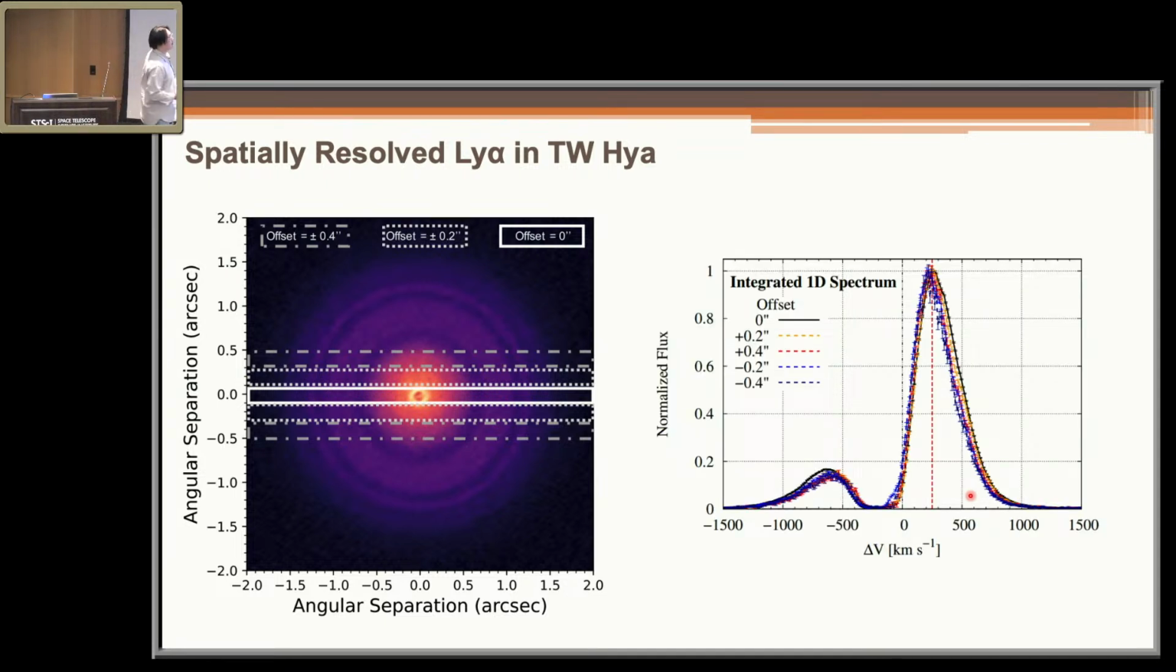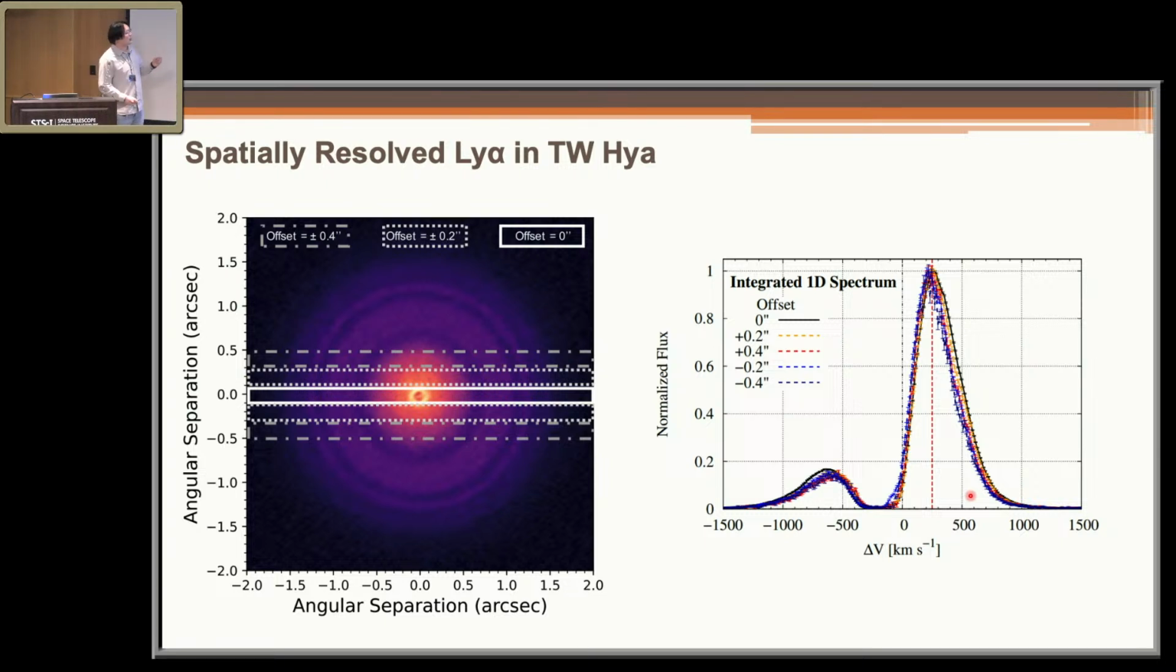I just normalized the spectrum by the peak of the Lyman alpha. Even though this slit has an offset of about 0.4 arcsecond, roughly 40 AU, Lyman alpha is detected. It's super nice. That means Lyman alpha suffers scattering and is spatially diffused by the atomic hydrogen in the protoplanetary disk.